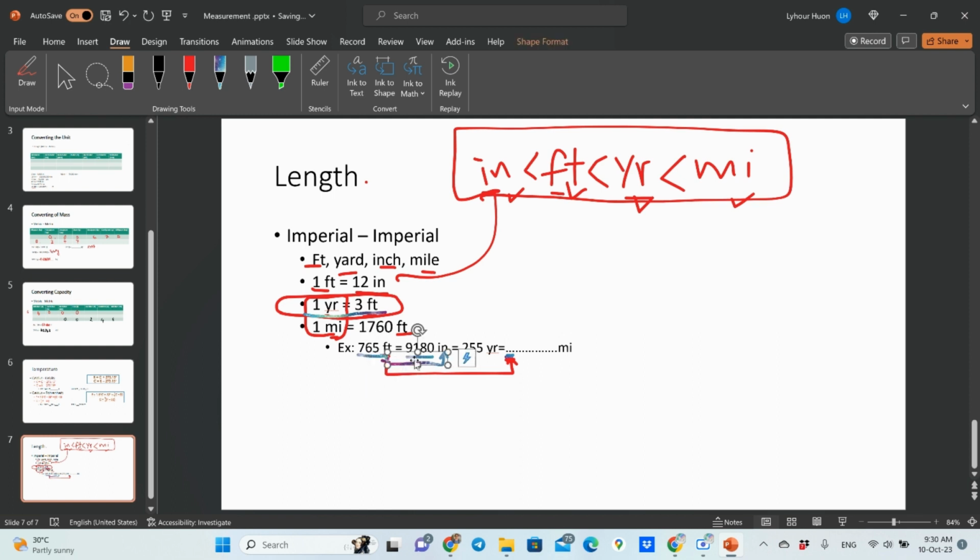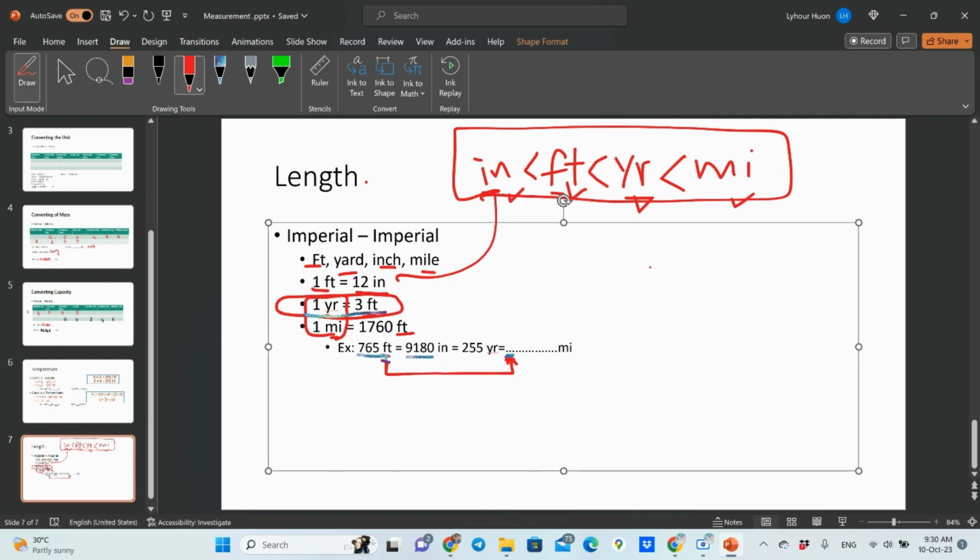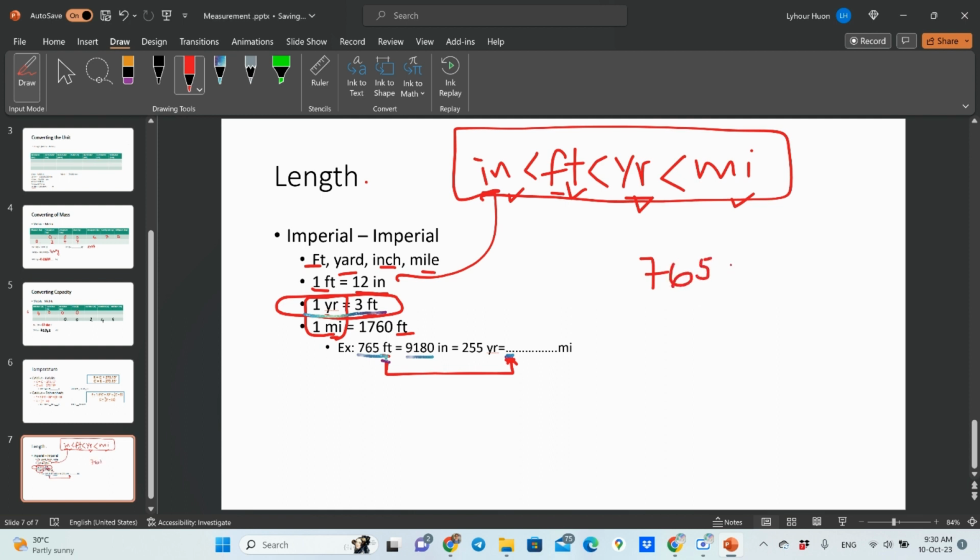We need to divide. So we divide by, we know that 1 mile is 1,760 feet. So we divide 765 by... a yard into mile, right? Oh, feet to miles here. Feet to mile here, 1 mile equals 1,760 feet. So we divide by 1,760.